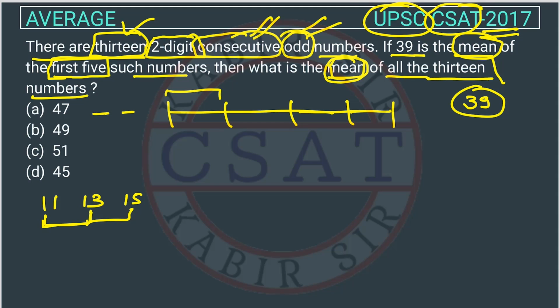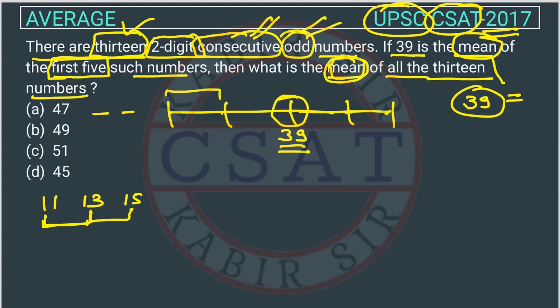So we know that their average or their mean is 39. So if you remember, what does the average or the mean represent? It represents the central number or the midpoint of the data, right? So here 39 is the mean, means 39 will be here, right? Because this is the center point, because from here we can go 2 steps this side and 2 steps this side.